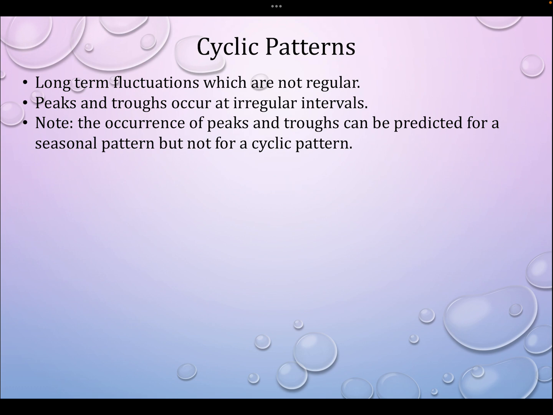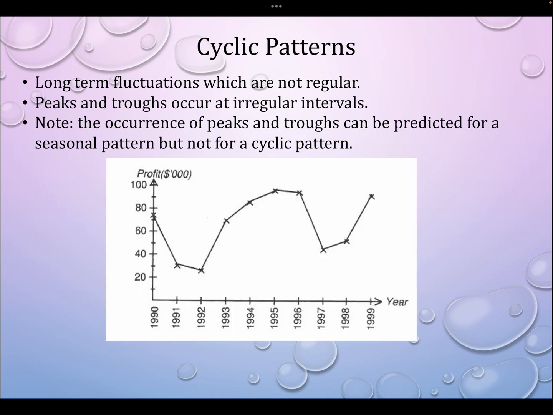It's a long-term fluctuation which is not regular. Peak and trough, we can observe it. For example, these 2 are the peak, these are the trough, but they do not occur at regular intervals, and this generally is long-term. All right.